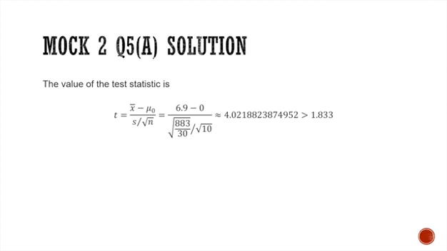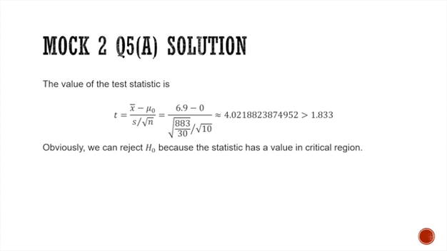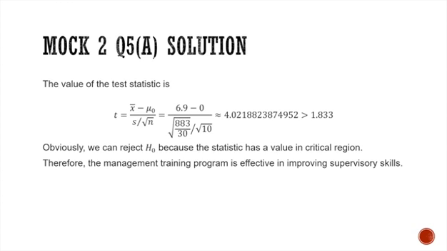Next, we make the decision: reject H0 if the statistic has a value in the critical region, otherwise accept H0. Obviously, we can reject H0 because the statistic has a value in the critical region. Therefore, the final step is to draw a conclusion based on step 6. Our conclusion is that the management training program is effective in improving supervisory skills.